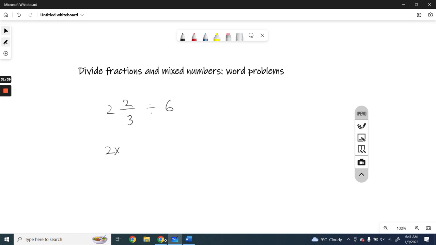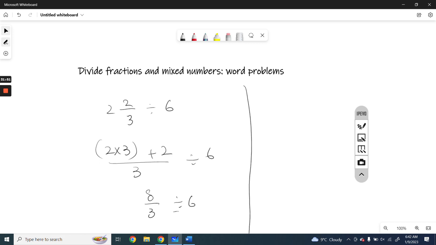You have to do 2 times 3 plus 2 over 3 divided by 6. 2 times 3 is 6 and 6 plus 2 is 8 over 3. Got it? Just replace this division sign with multiplication. It is 8 over 3 multiplied by 1 over 6. Reciprocal the term. Got it? Now just do numerator times numerator, denominator times denominator. 8 times 1 is 8 and 6 times 3 is 18.